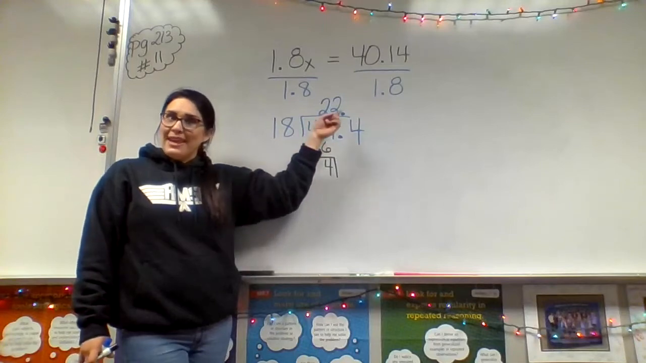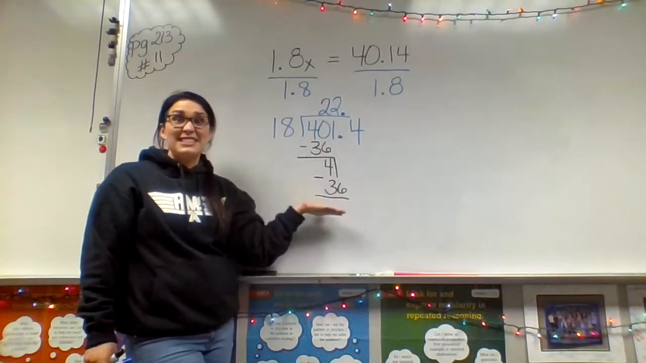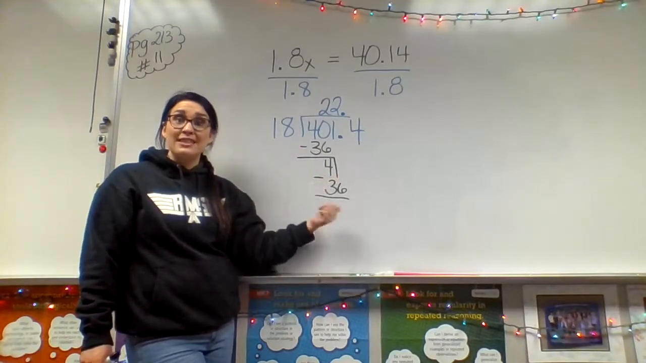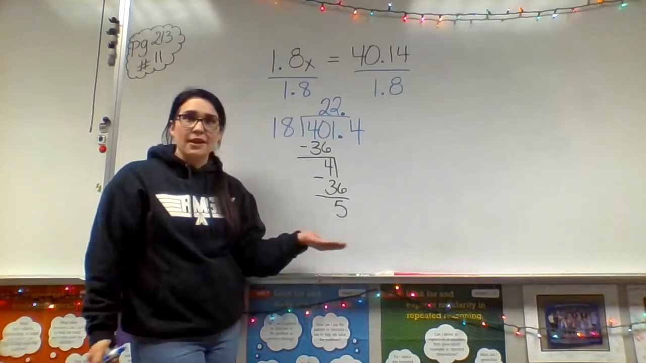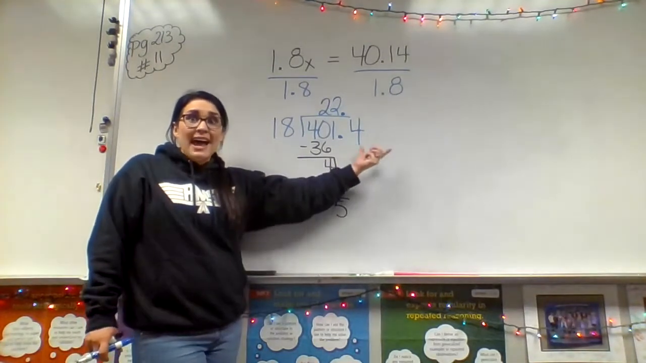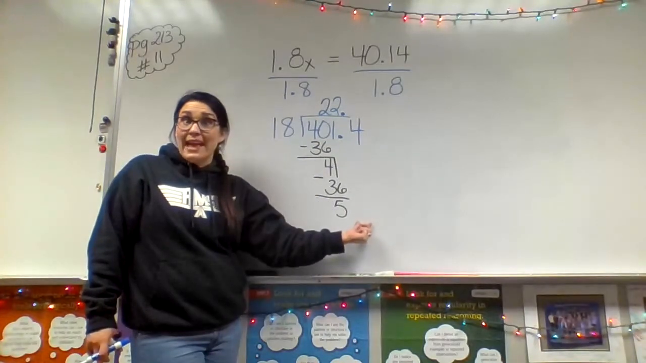So now again, what's 2 times 18? We know that 2 times 18 is still 36. So now we're going to take 41 and we are subtracting 36, which would give us 5 as an answer. But wait, there's more. Now we need to bring down this 4 to make 54.